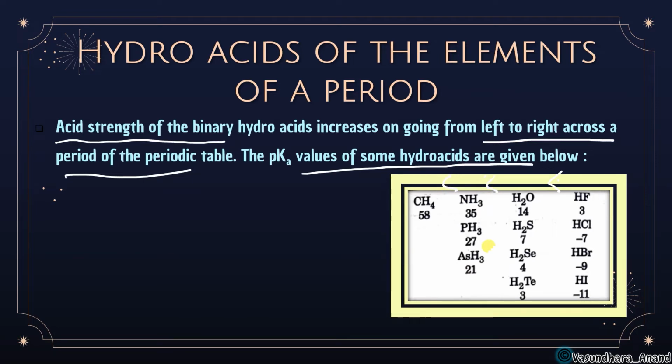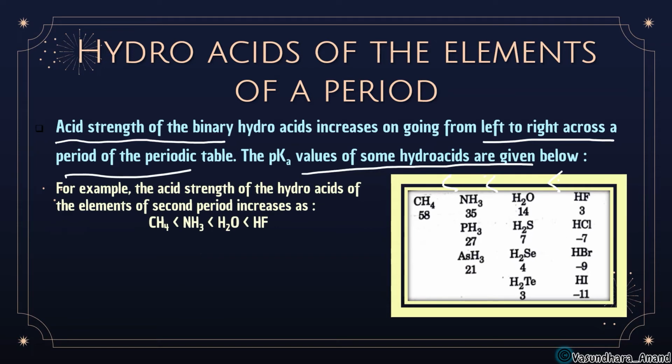Got it? And we can do it in terms of pK value also. pK value I have given: for CH4 it is 58, for NH3 it is 35, H2O no need to learn. There is nothing to learn here. Just for reference I have given. Okay. Now, for example, the acid strength of hydroacids of the elements of the second period increases like this.